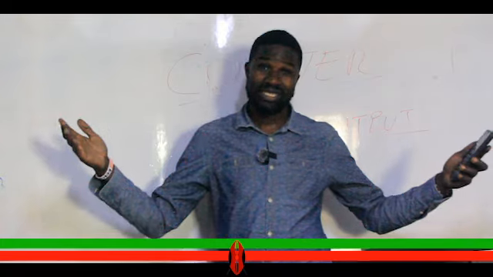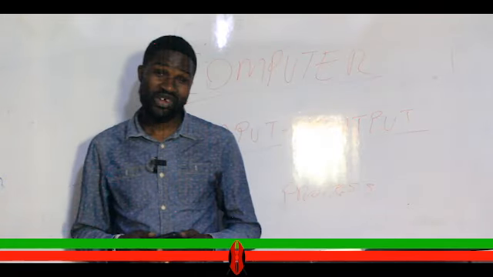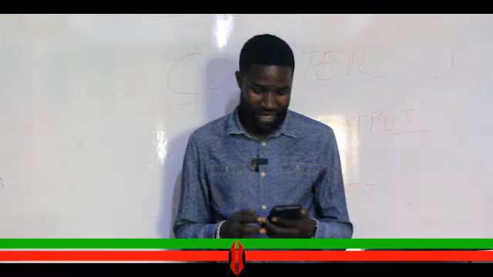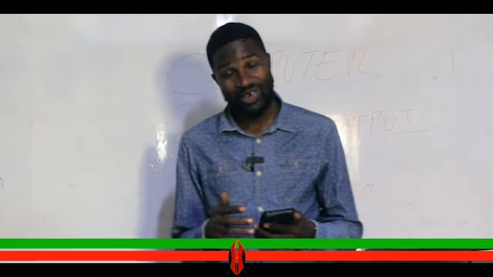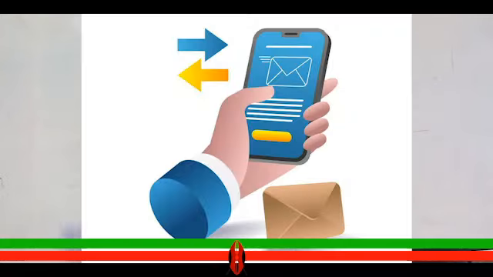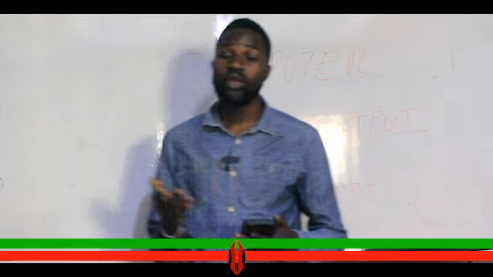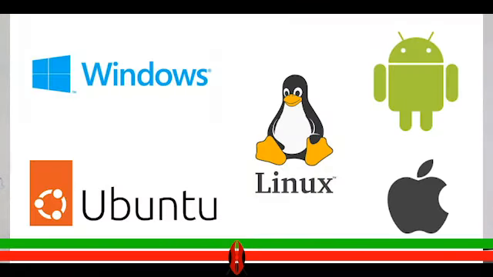Now, ladies and gentlemen, we have three types of software. We have system software. System software runs the computer. When you buy your mobile phone, there is a system software. Most people know it as Android. When you buy a computer, the system software is Windows. On Mac we call it Mac OS. And Linux is also a software.